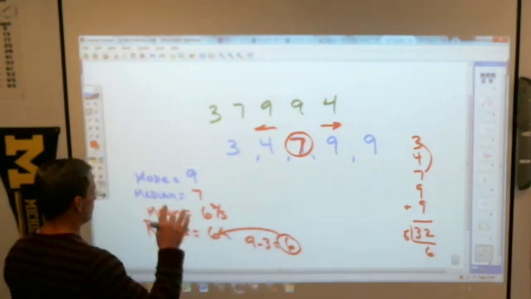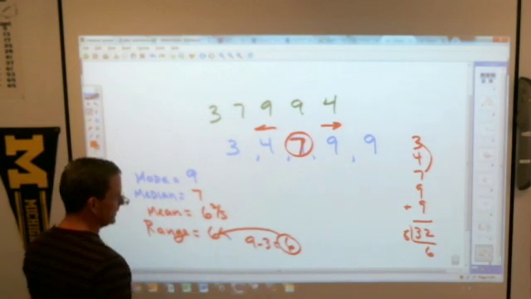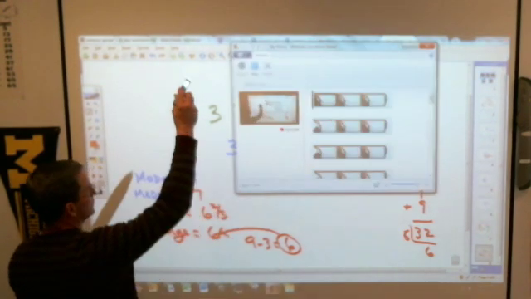We always talk about those four things: mode, median, mean, and range.